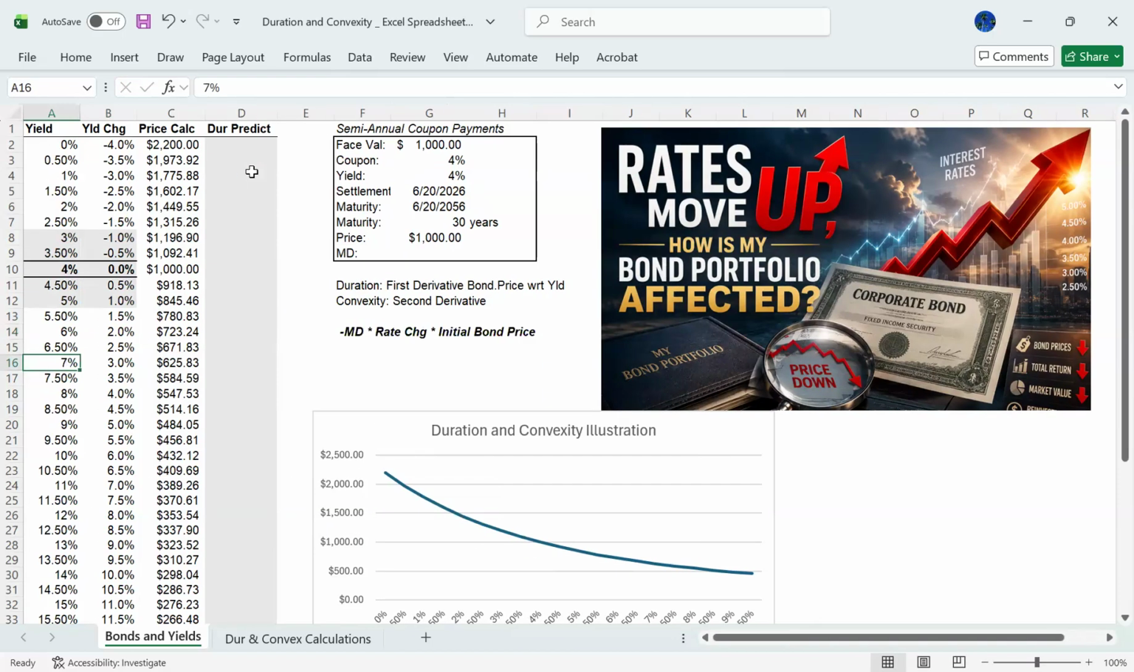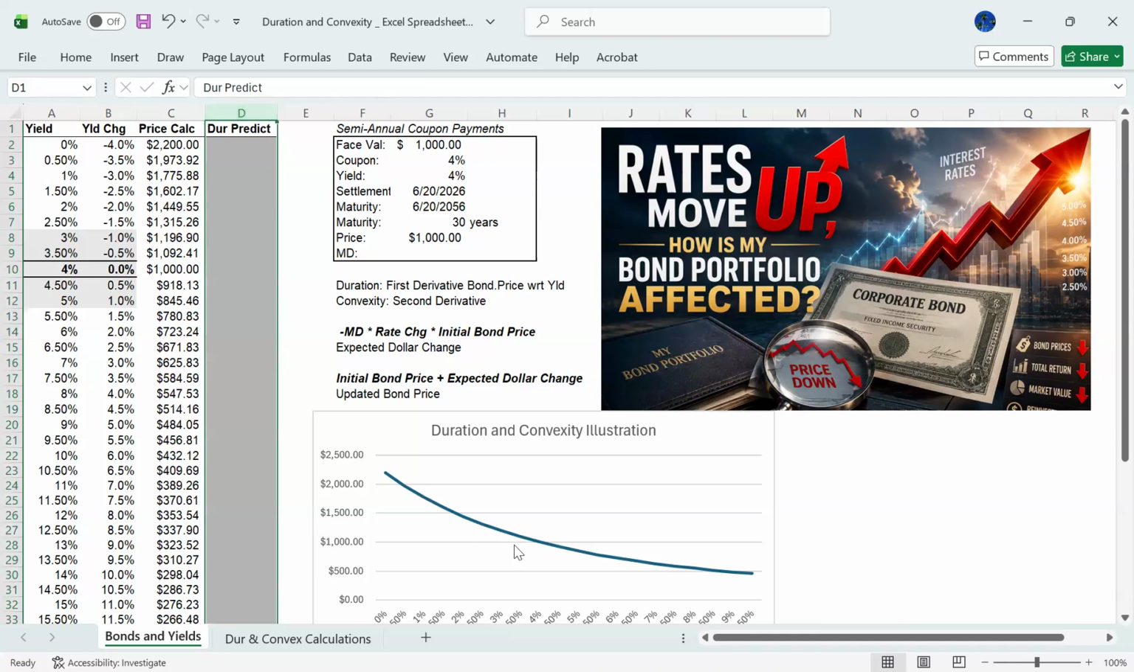Okay, there we go. And now that is giving us the expected dollar change, and then the updated bond price. It's going to be essentially the initial price plus the expected dollar change. Okay, now let's predict using duration first to see how this prediction looks compared to the real deal.